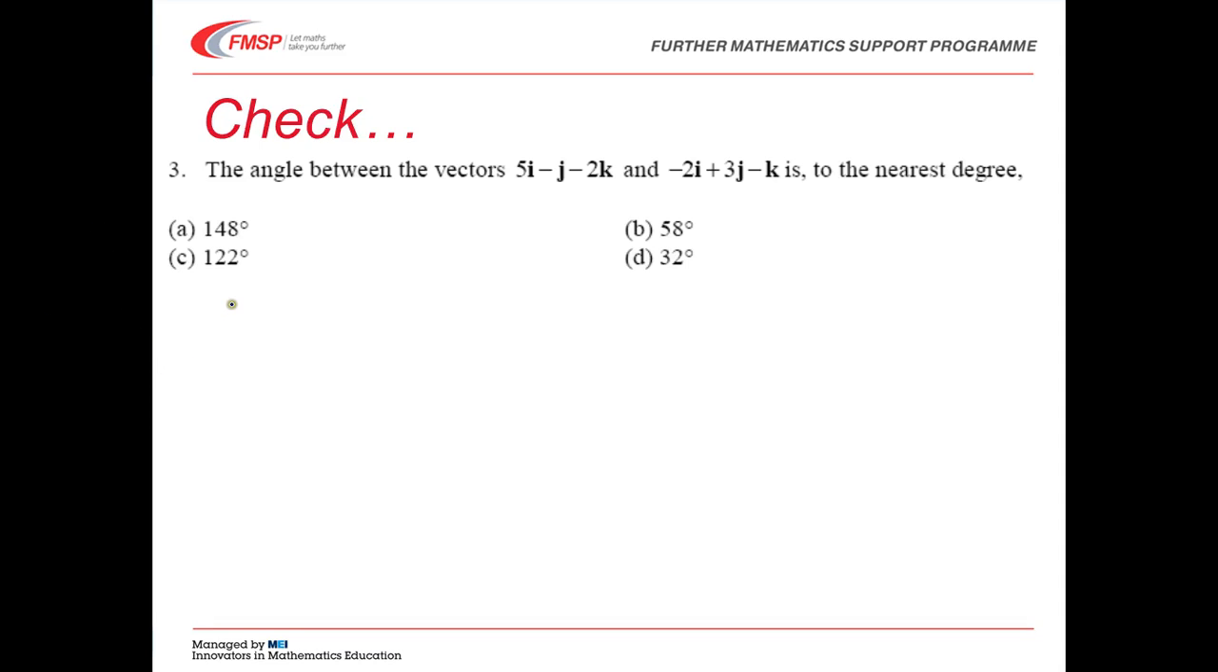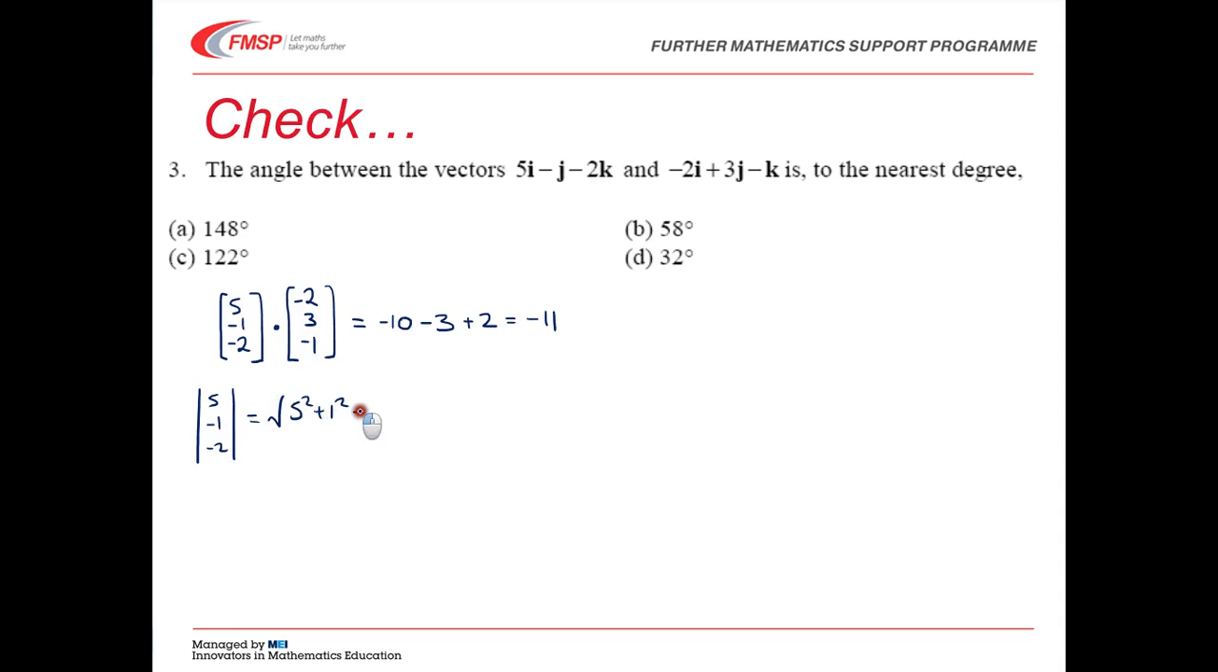We've got to find the angle between those two vectors, and personally I always prefer to start by writing them as column vectors. So the scalar product, 5 times minus 2 is minus 10, minus 1 times 3 is minus 3, minus 2 times minus 1 is plus 2. So that comes out to be minus 11. Then find the modulus of each vector. So that's 5 squared plus 1 squared plus 2 squared, which is root 30.